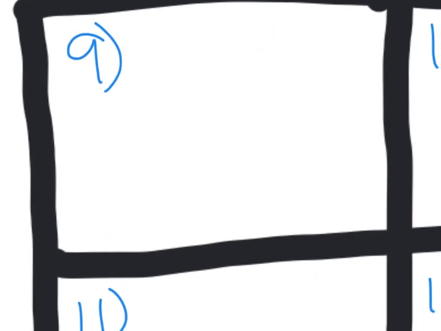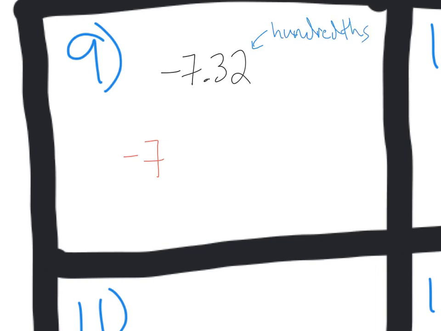Number 9, we've got negative 7.32. Anything to the left of the decimal is going to be a whole number, so it's just going to be negative 7 is your big number. And then we've got 32 hundredths. This is the hundredths place, like we learned in class. So we can just write 32 over 100. So 7 and 32 hundredths, or 7 and 32 over 100.